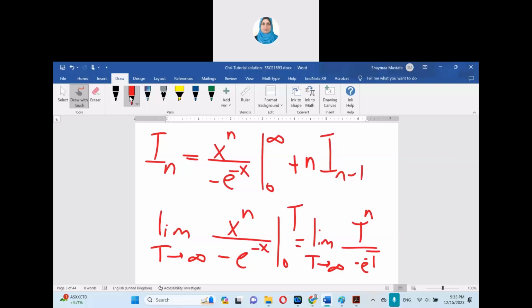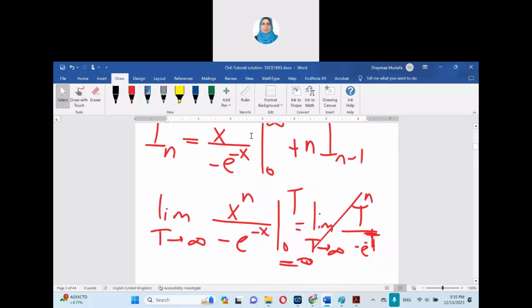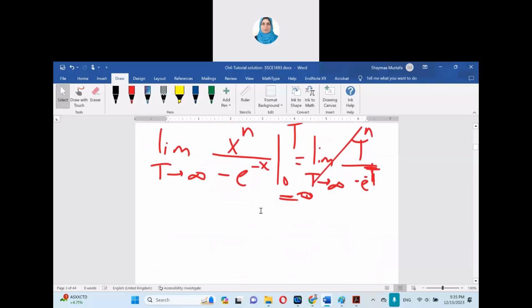When you substitute x by 0, it becomes 0. So this is infinity over infinity, but after calculating the derivative many times, the numerator will finally go to a constant. So constant over infinity, this limit should go to 0. Since this one goes to 0, In is equal to n times I(n minus 1).